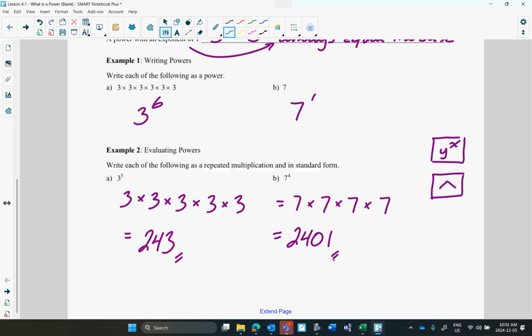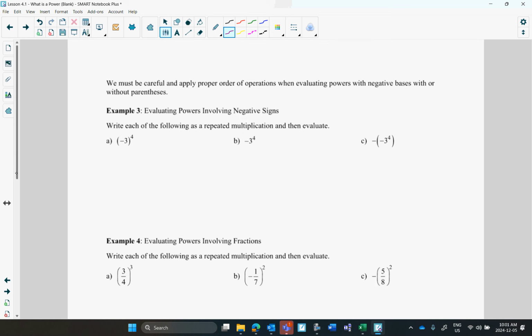So most of that should be review for you. This is probably going to be a little new. Because remember the types of numbers we've been talking about since the beginning of the year: positive and negative numbers, as well as positive and negative fractions. So what happens when we throw fractions in as the base? What happens when we throw negative numbers in? And what happens if there's parentheses and if there's not? Because that's important.